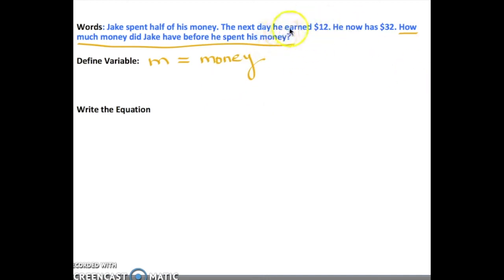We are going to extract information from the word problem to write our equation. So Jake spent half of his money. So we're going to use that variable M. Half, we know half, divided by 2. The next day he earned $12. So that's going to be plus 12, okay? Because he earned $12. He now has $32. So all of that's going to equal $32. So by solving this equation will tell us how much money did Jake have before he spent his money.